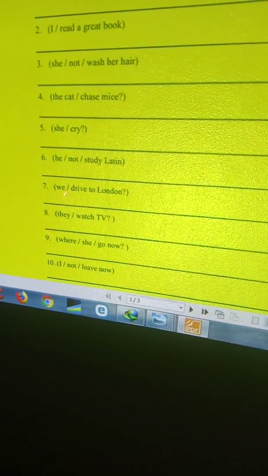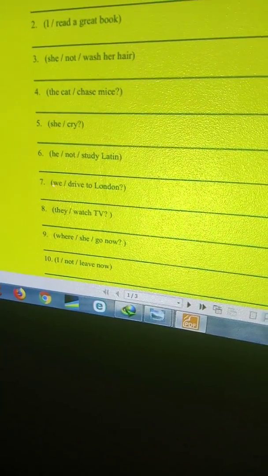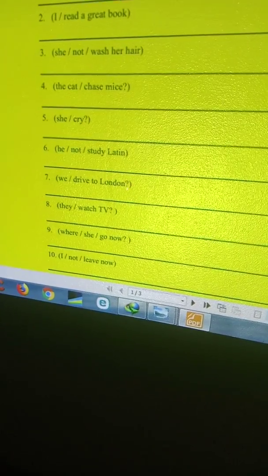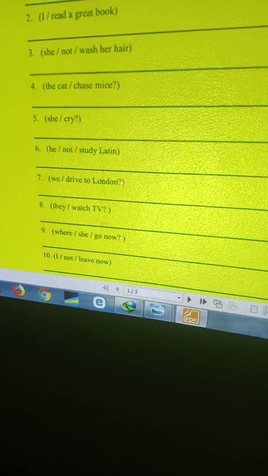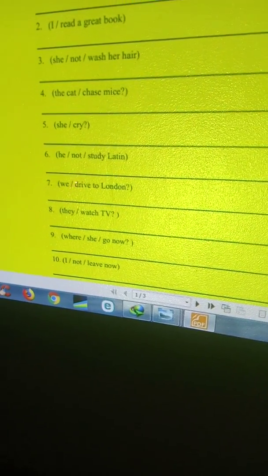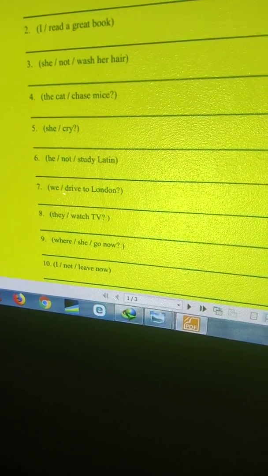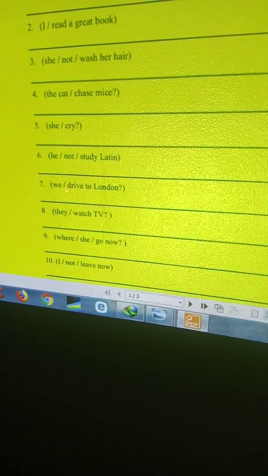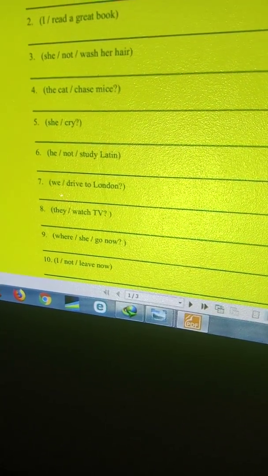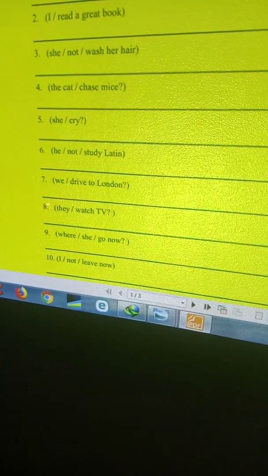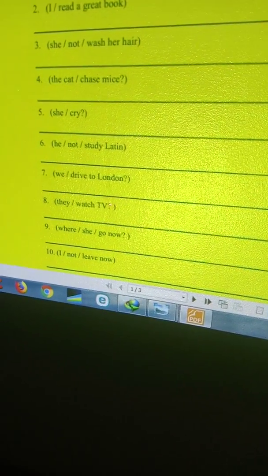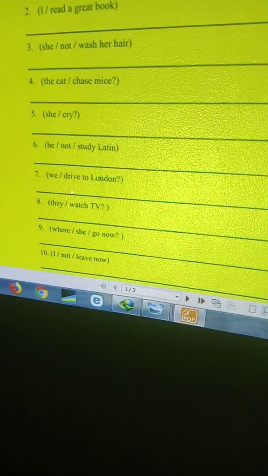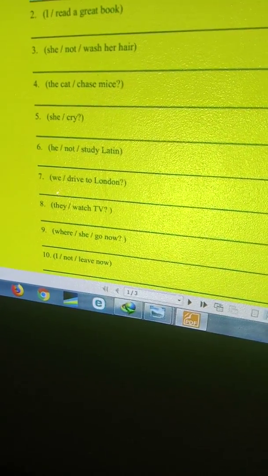Now look at sentence number 7. We have "We drive to London." So it's also a question mark. So what are we going to say? Are we going to start with "we" or something else? So we are going to start with the verb to be. "Are we driving to London?" Okay, so are we driving to London?